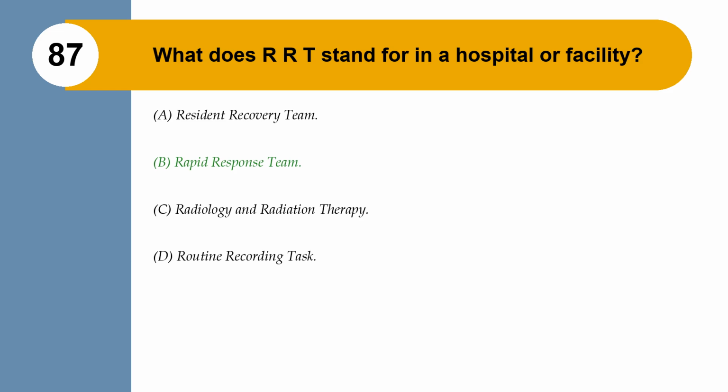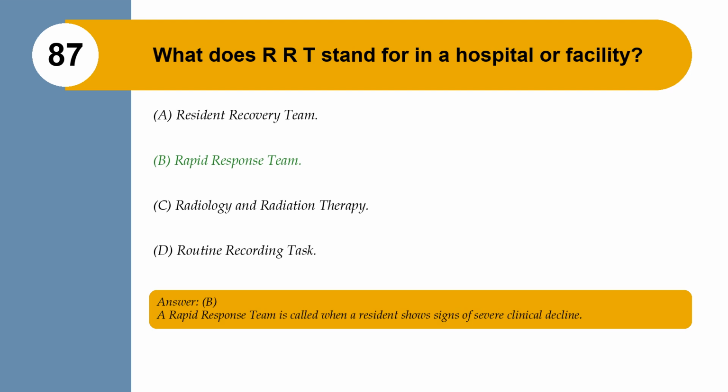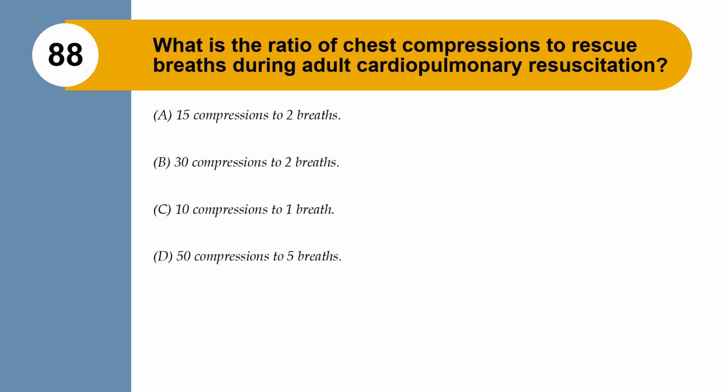The correct answer is option B, Rapid Response Team. Explanation. A rapid response team is called when a resident shows signs of severe clinical decline. Question 88. What is the ratio of chest compressions to rescue breaths during adult cardiopulmonary resuscitation?